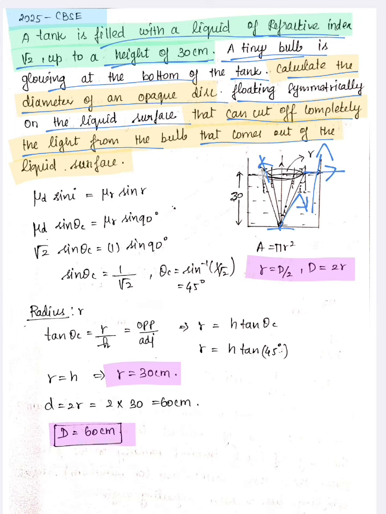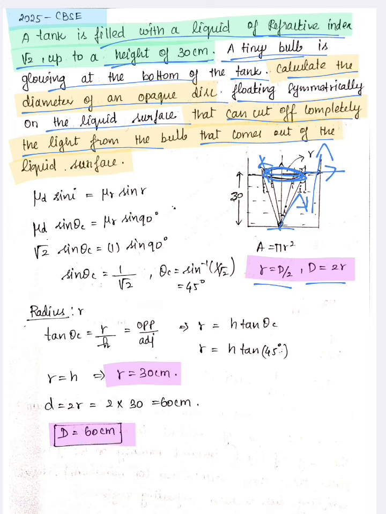So this is the circular area through which the light gets refracted from the liquid into the air, that is, where the angle of incidence is less than the critical angle. So if we place an opaque circular disc over this circular area, it can completely block the light coming from the liquid surface into the air, and we need to find the diameter of the circular disc. First we find the radius of the circular disc, because we know radius equals d by 2. From that we calculate the diameter of the circular disc.